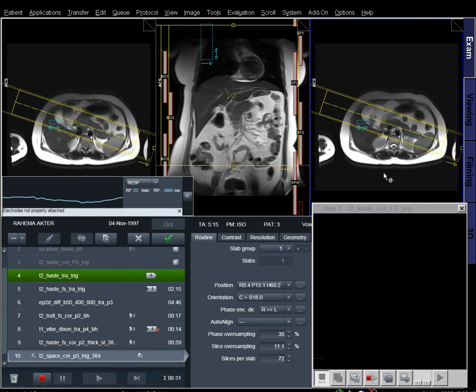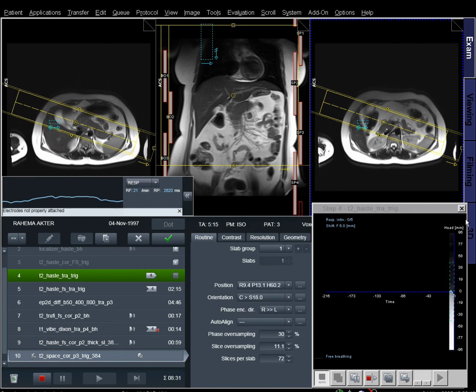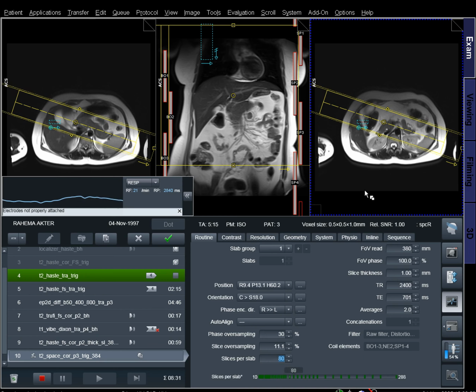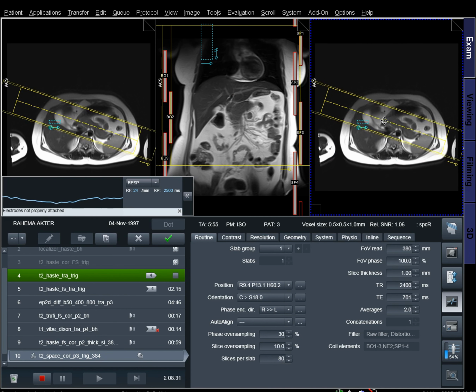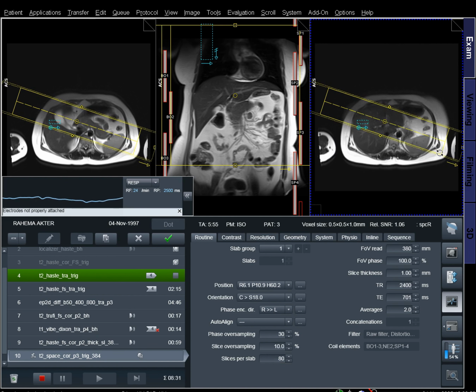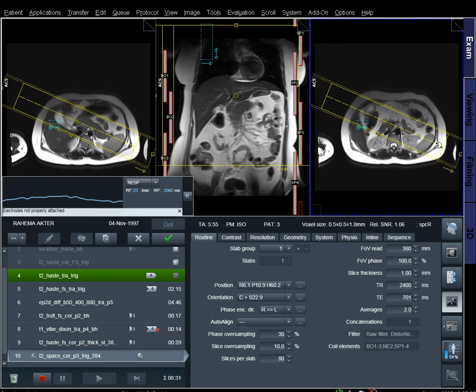T2 SPACE or T2 TSE coronal respiratory gated, 1 mm. Plan the coronal 3D sequence on the axial HASTE scan. Position the block across the common bile duct and pancreatic duct. Verify the positioning in the other two planes.